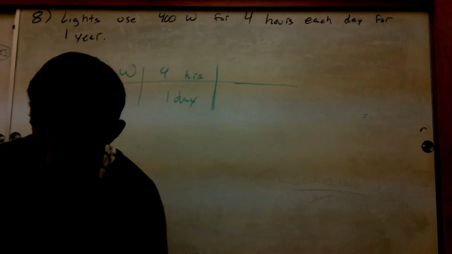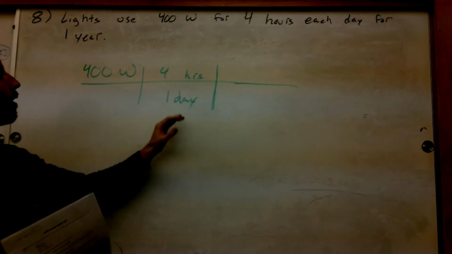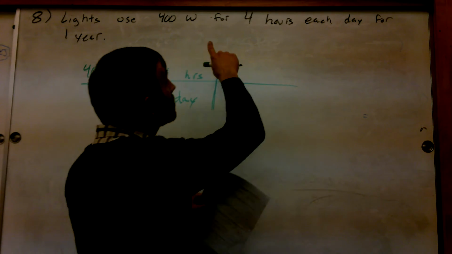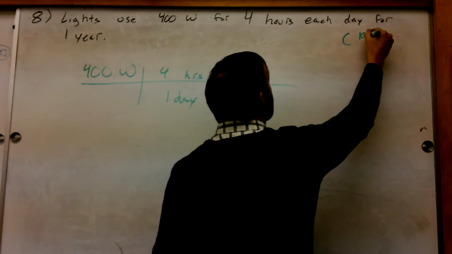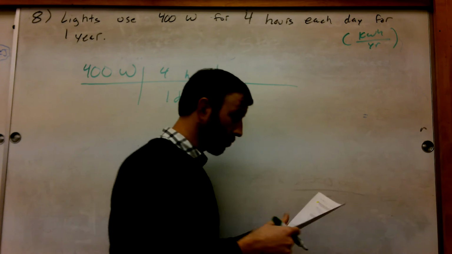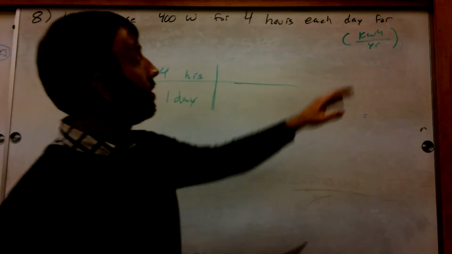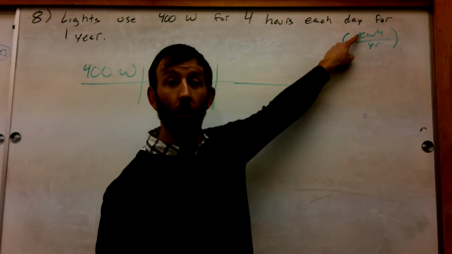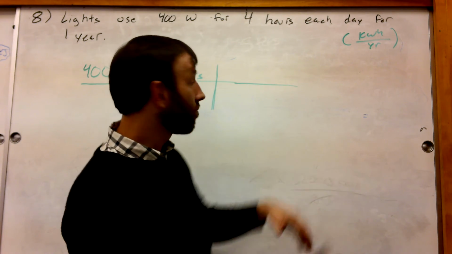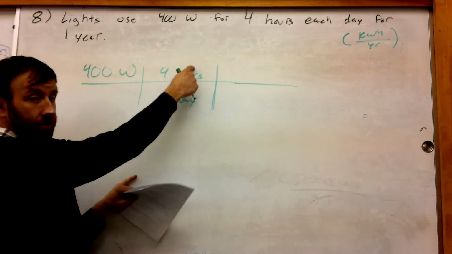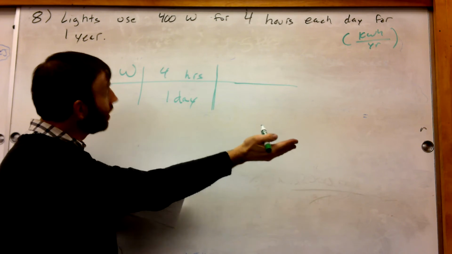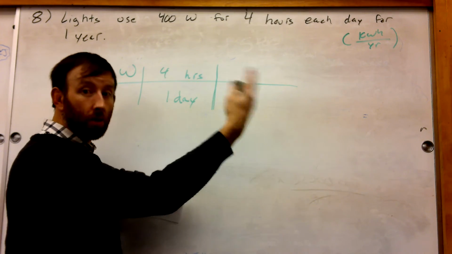Now, what I want to figure out is how many kilowatt hours that is over a year-long period. So in my answer, I want kilowatt hours over years, because that's what it asks me: how many kilowatt hours per year? So I want kilowatt hours on the top, year on the bottom. So far I have watt hours on top and days on the bottom. So I'm going to have to convert days to years and convert watt hours to kilowatt hours.